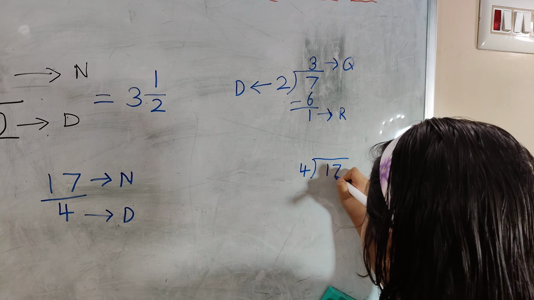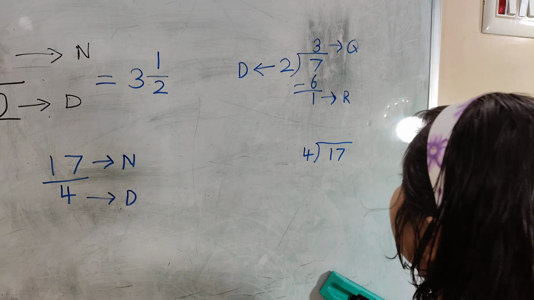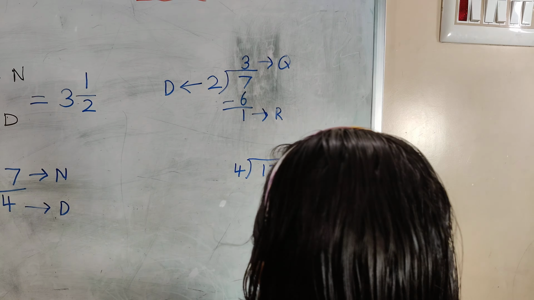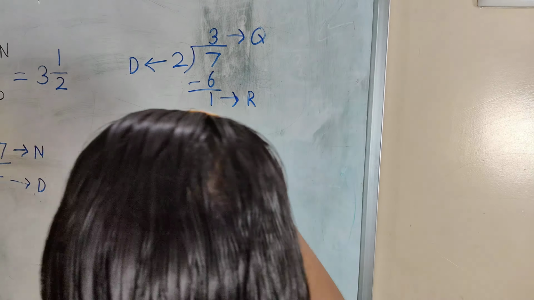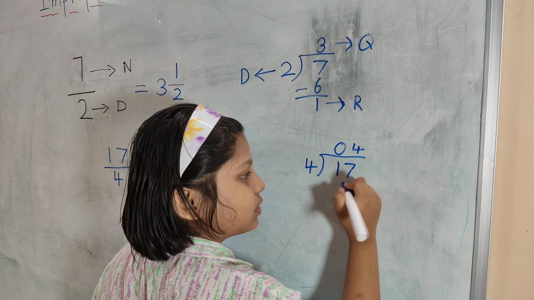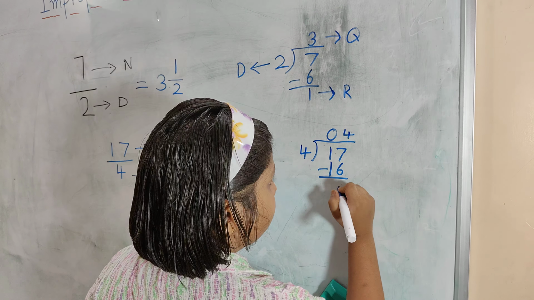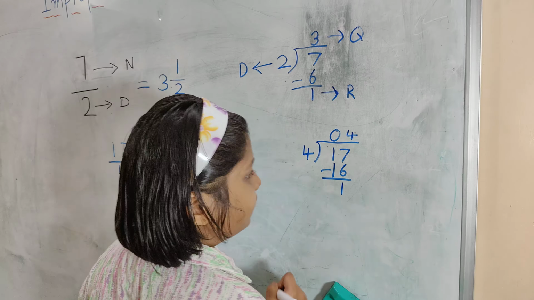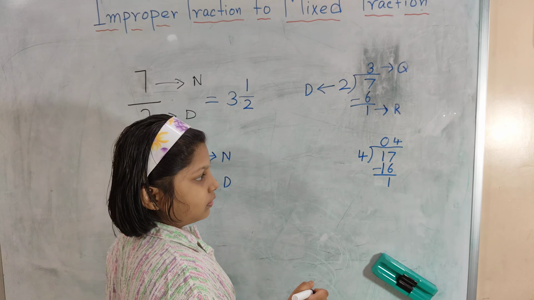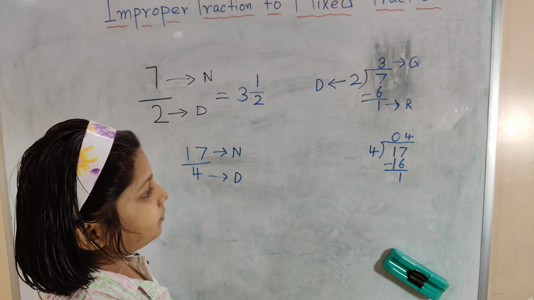4 into 17. 4 ones are 4, 4 twos are 8, 4 threes are 12, 4 fours are 16, 4 fives are 20. 4 fours are 16. 16, 17. 1. Okay. Very good.